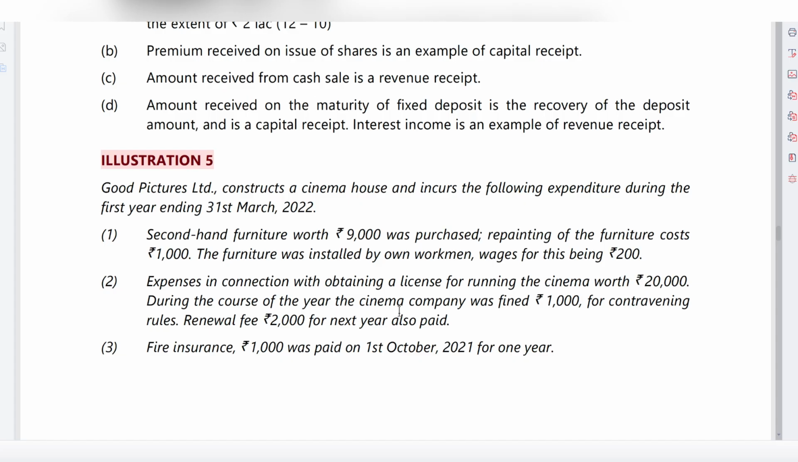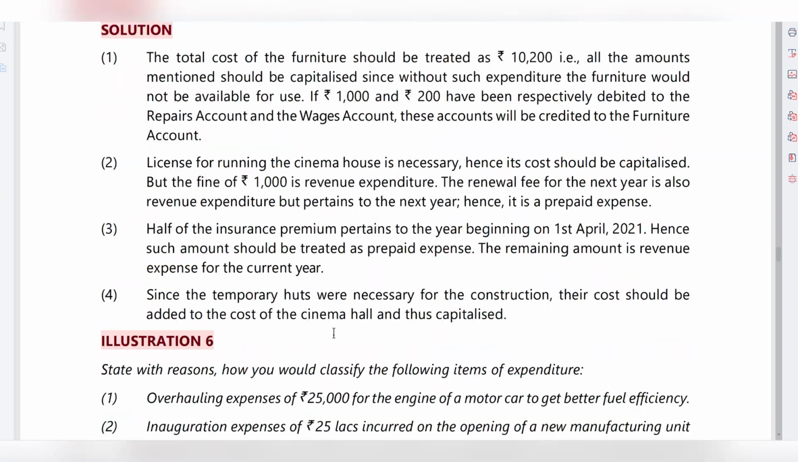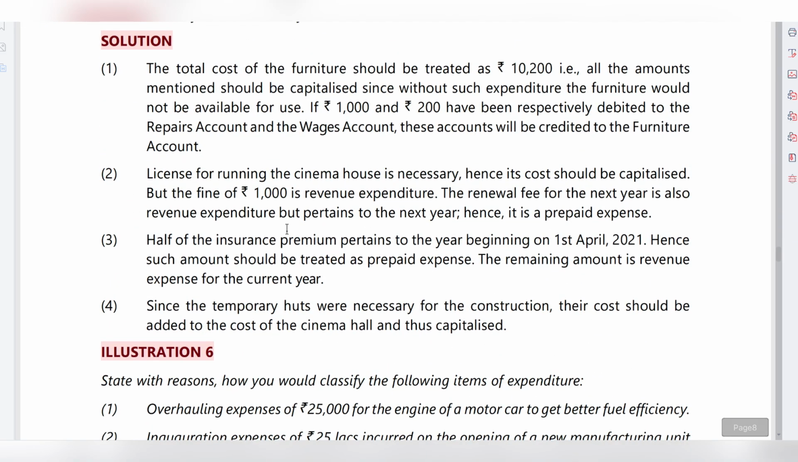During the course of the year, the cinema company was fined rupees 1,000 for contravening rules. Renewal fee rupees 2,000 for the next year was also paid. License for running the cinema house is necessary, hence it is capital expenditure because it is an investment before constructing the cinema house. So it is capitalized and amortized over a period of time as it is an intangible asset. But the fine of 1,000 is revenue expenditure.